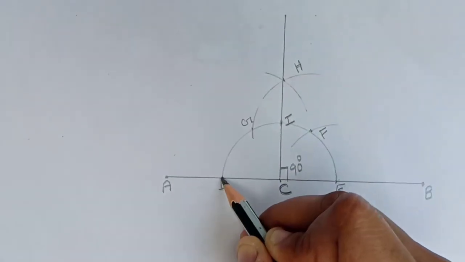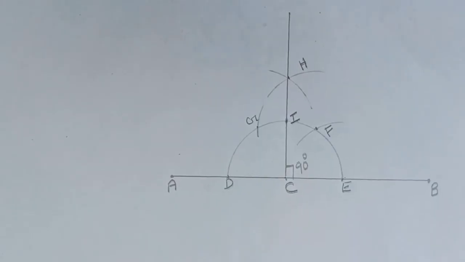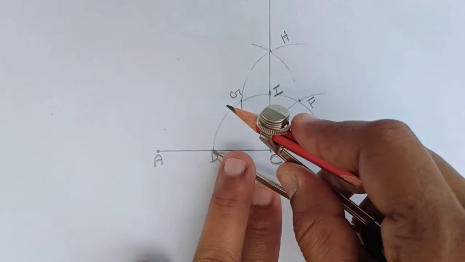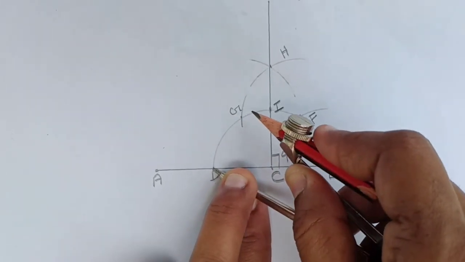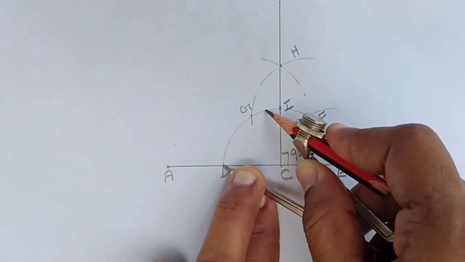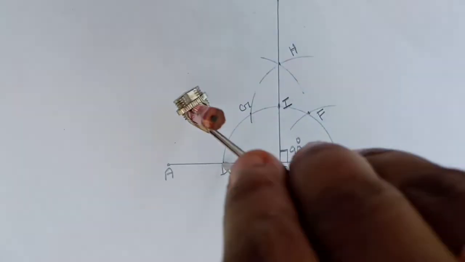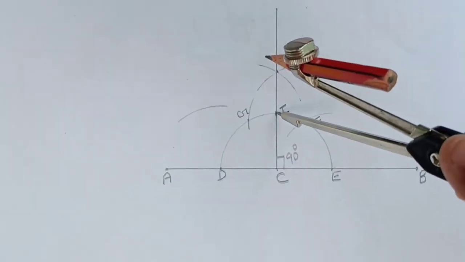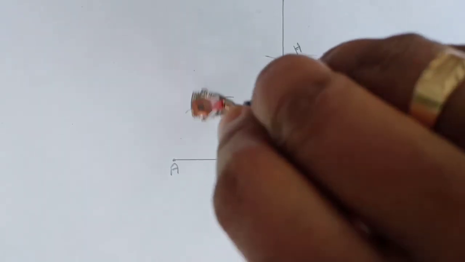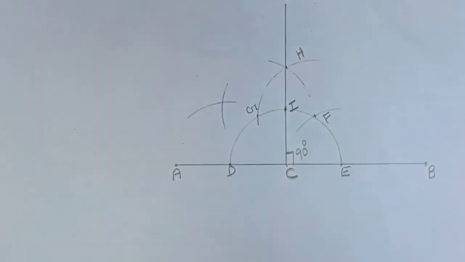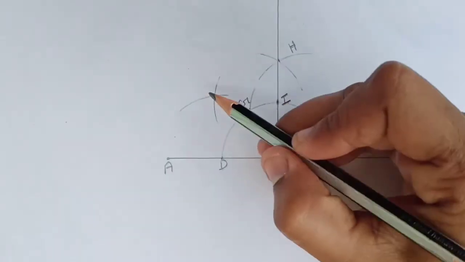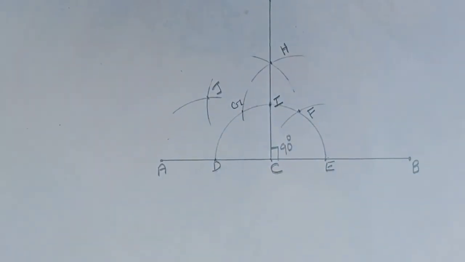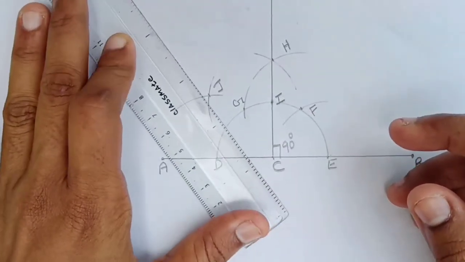Label the point I and we have to bisect the space between D and I. For that, take a convenient length, more than half of the length of the arc DE. Draw an arc with D as center. By using the same radius with I as center, cut the previous arc. And the point of intersection of the two arcs can be labeled as J.